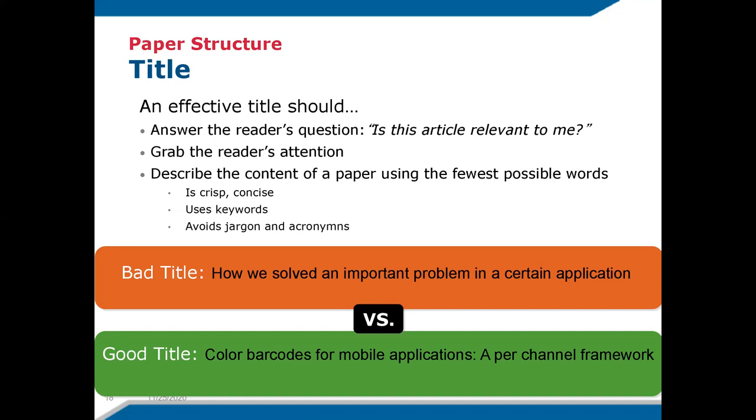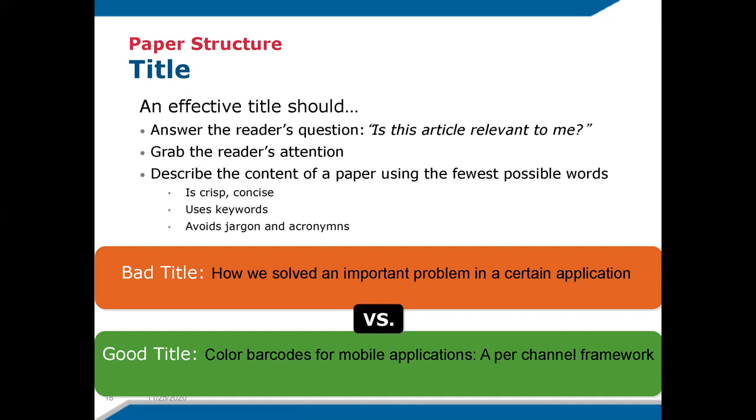Color barcodes for mobile applications, a per channel framework. It has the application, color barcodes. Also, it has the novelty or the contribution. The novel contribution is a per channel framework. So basically, in the title, we should be enough.